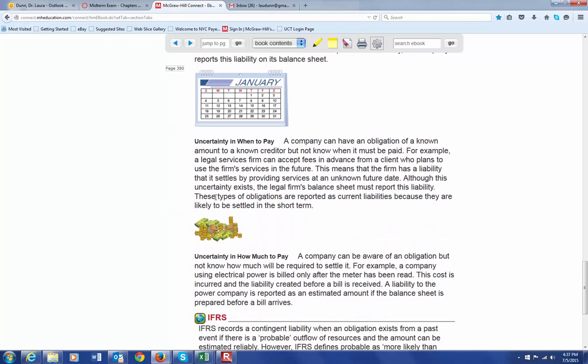Same thing with uncertainty in when to pay. A legal services firm can accept fees in advance from a client who plans to use the firm's services in the future. This would mean that that legal firm has a liability that it will be settling by providing its services at an unknown future date. So this is why the legal firm is not sure when they're going to pay, meaning when are they going to provide those services. But even so, the legal firm has to put that on their balance sheet to show that they have this obligation that must be taken care of.